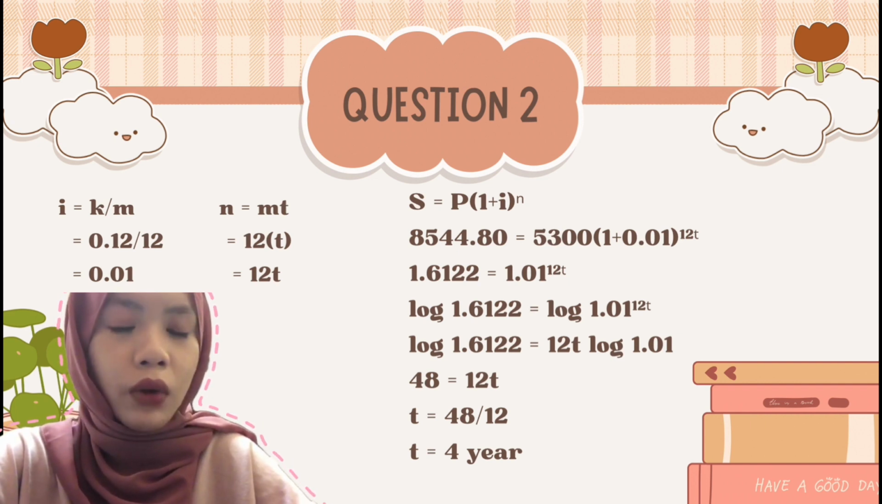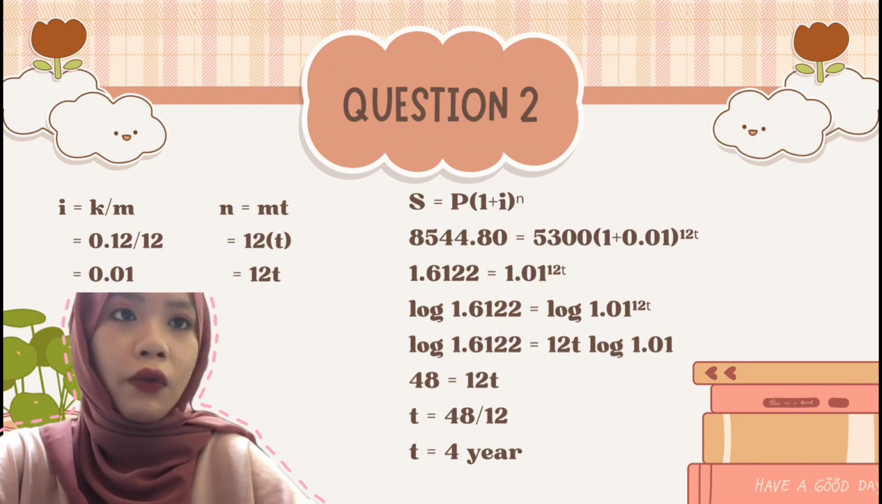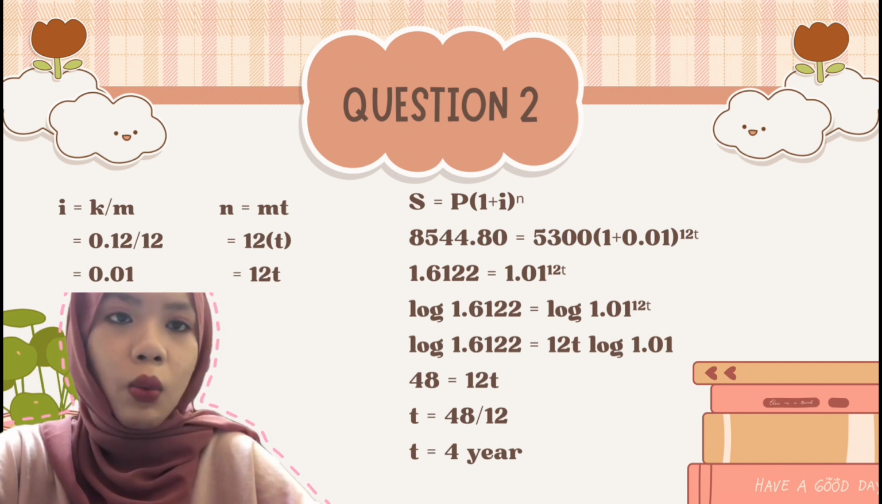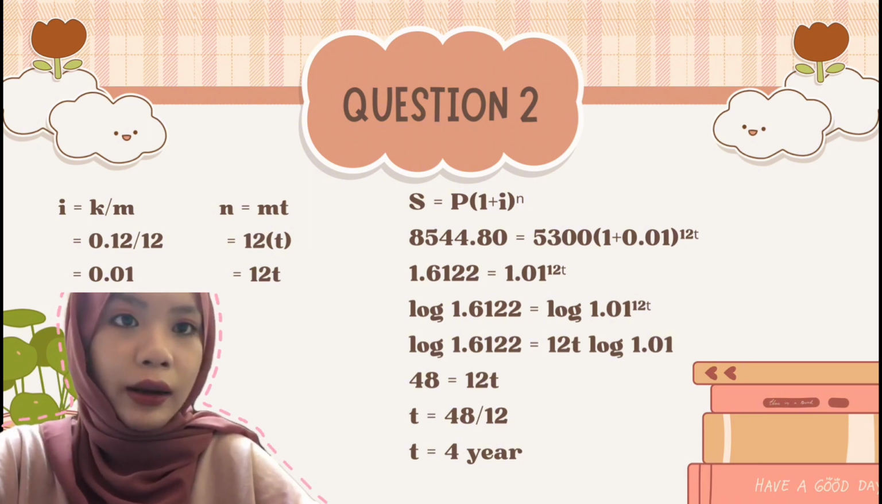To remove the power, we have to use log. Put log in front of the number for both sides. It will be log 1.6122 equals 12 multiply t log 1.01. Log 1.6122 over log 1.01, we got 48 equals 12 multiply t. 48 over 12. The final answer of t is 4 years.